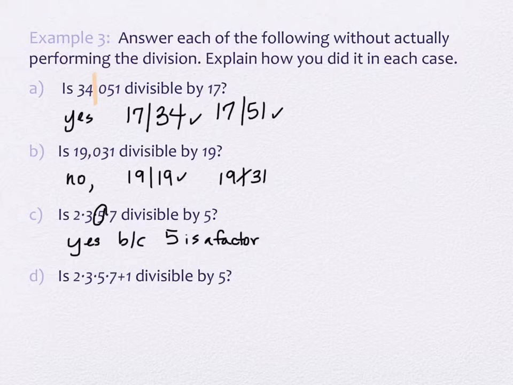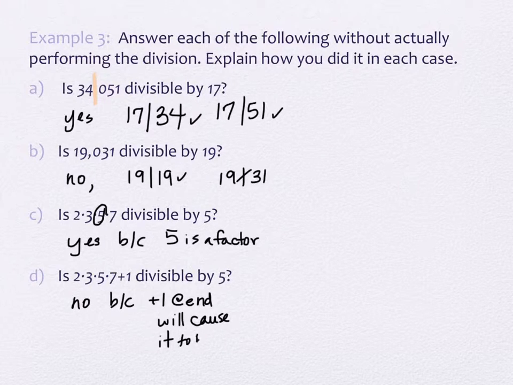How about 2 times 3 times 5 times 7 plus 1? No, why not? Because it's a plus 1. Yeah, the plus 1 at the end will cause it to end in 1 or 6. There's lots of ways to do this; this is one way. We talked about the fact that multiplication by 5 forces it to end in 0s or 5s. But then you add 1 to that, you're going to end in 1 or 6. There is something that we could see.